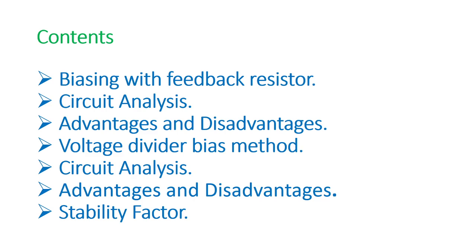To achieve faithful amplification, the base emitter junction of the transistor must remain forward biased and the collector emitter junction must remain reverse biased during all parts of the signal. This is known as transistor biasing.